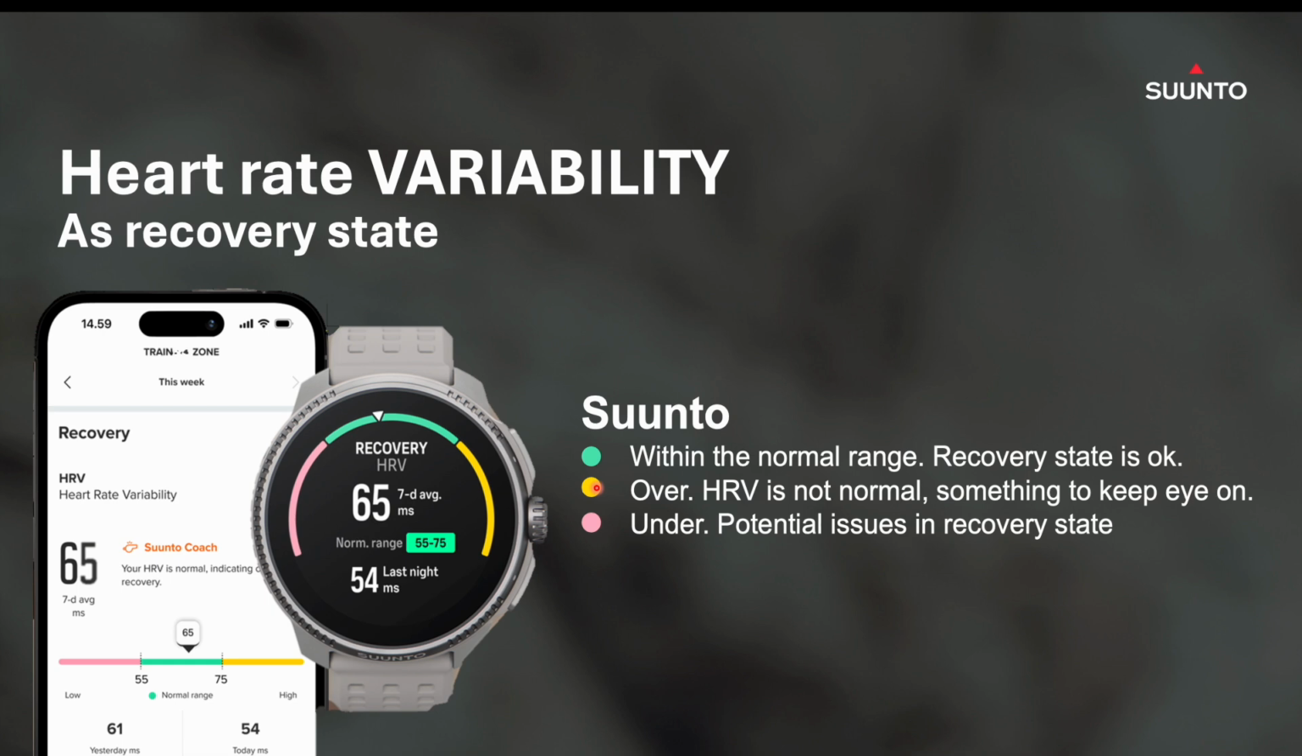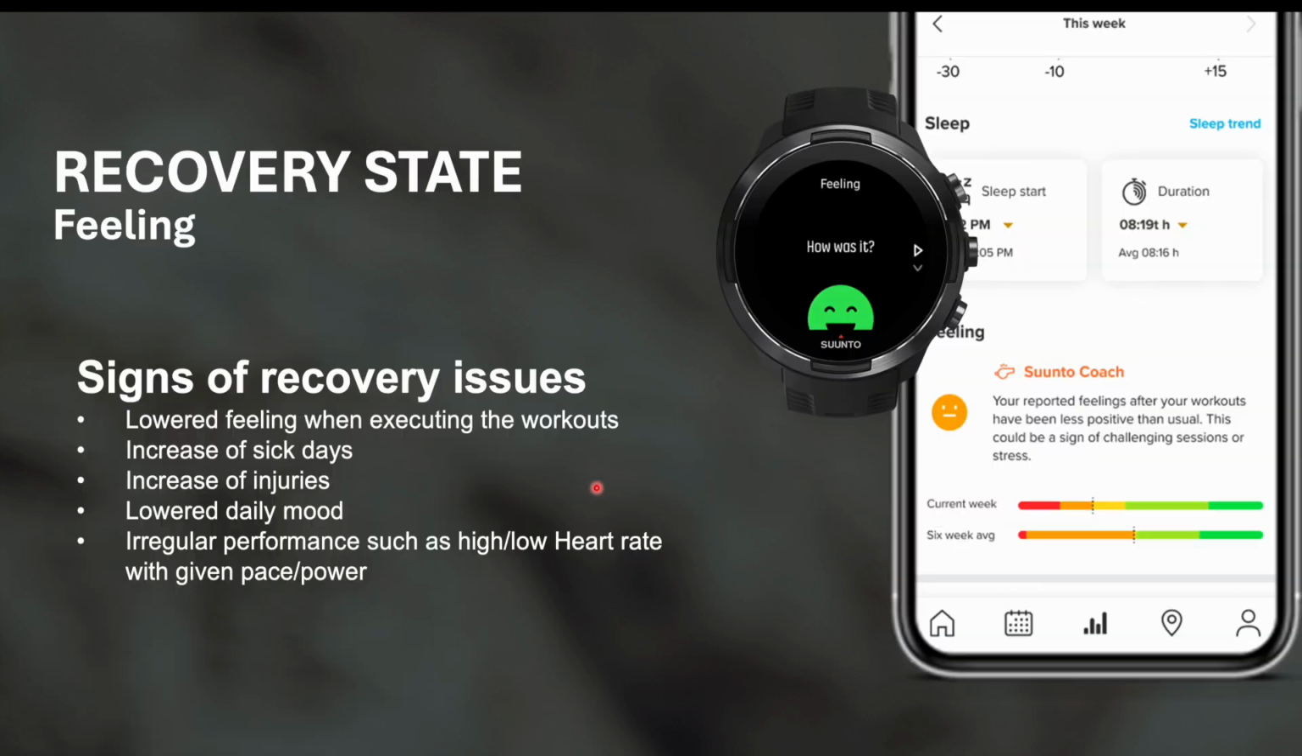And then if you are under that normal range, so you are in a reddish range, then it means that you would argue that there is now an issue with your recovery state. We also illustrate usually always the today's and in mobile app also the yesterday's heart rate variability, so you can get a glimpse that is it getting better right now. But it's a good way to measure your state based on what happens in your nervous system and how the variability is then impacted.